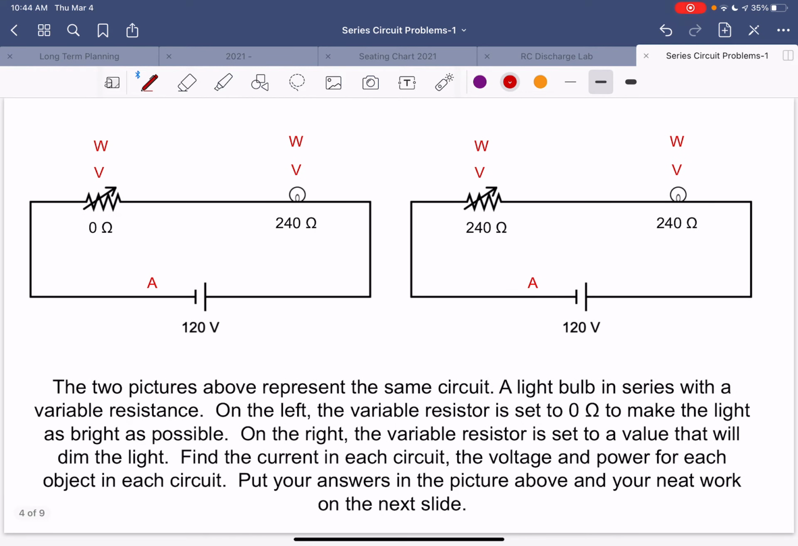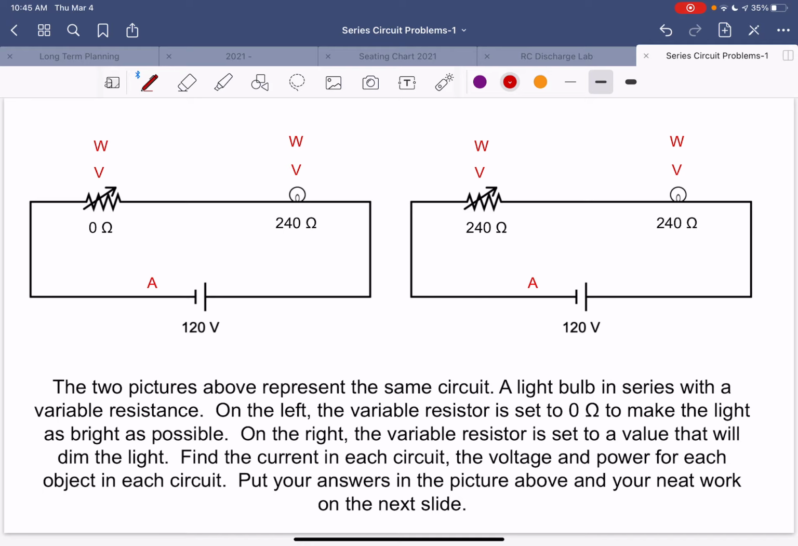Okay, so we're going to start out with two circuits that are actually the same circuit in different configurations. So we have a light bulb hooked to a dimmer switch. In the first case, the dimmer switch is set to 0 resistance. This should make the light bulb as bright as possible. In the second configuration, our dimmer switch is set to its highest possible value, which happens to match the resistance of the light bulb. We would like to figure out how the dimmer switch is going to change the current, the voltage, and the power to the bulb.